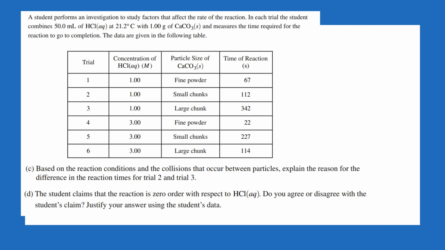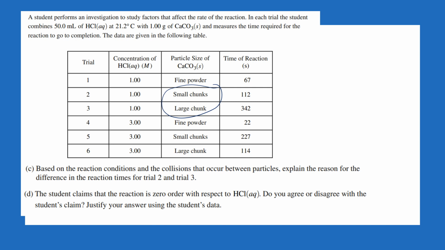Now for part C, it says, based on conditions and collisions that occur, please explain the reason for the difference in the reaction times for trial 2 and trial 3. Our concentrations are the same, so we can't look at concentration. What's different here is the small chunks versus the large chunks. So really, C is very similar to B. Small chunks will have more surface area, and because it has more surface area, it allows for more frequent collisions between particles, which increases the rate of the reaction and gives it a lower time.